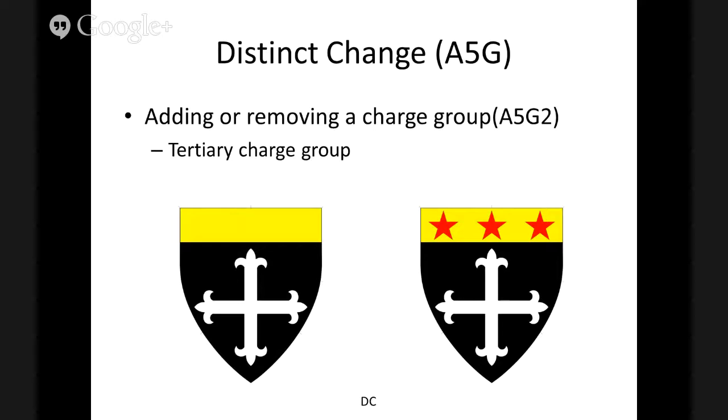Because you've added the mullets to the chief. Yeah, the mullets are a tertiary charge group. We added them to the chief. That's fine. That's a DC. How about here? What's the DC for?